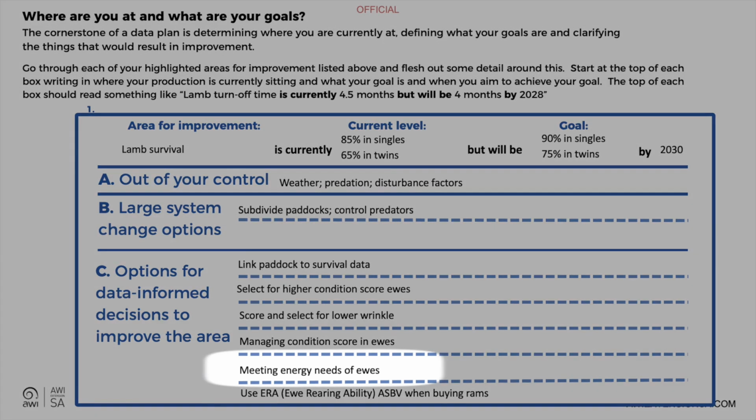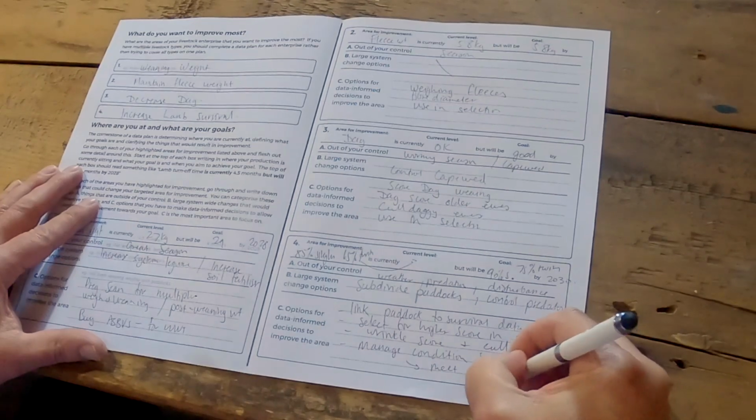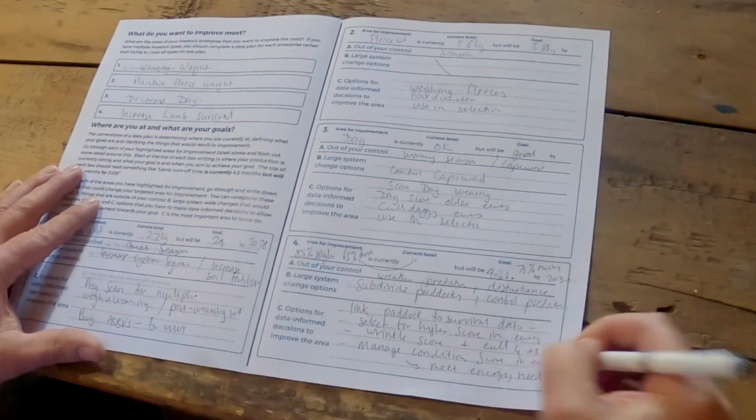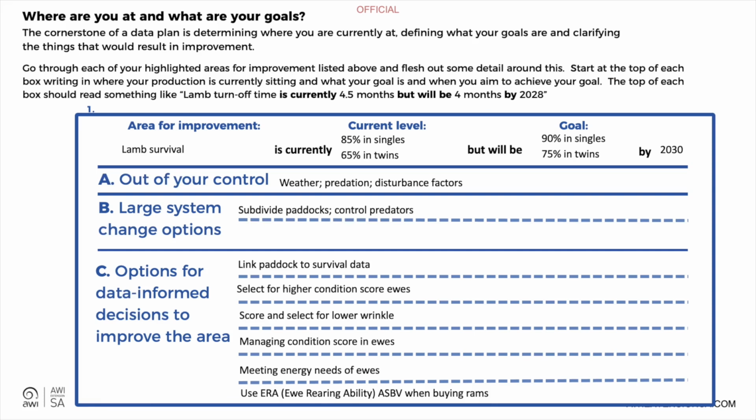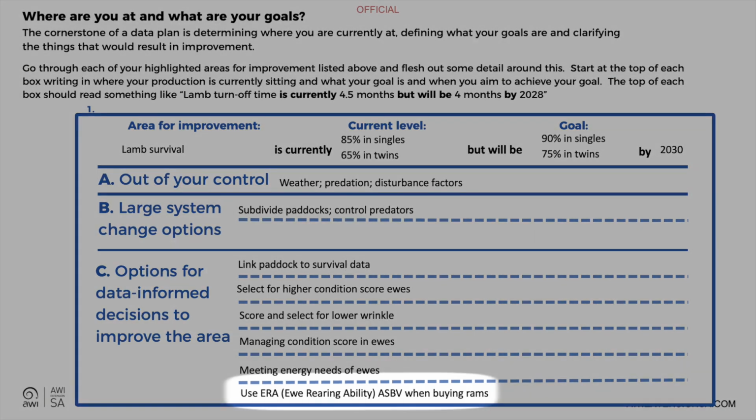Ewes. And meeting the energy needs of those ewes is another one. So making sure that at the point of lambing, you've got enough pasture or enough feed in front of them. That's obviously not easy every year, but ultimately they're the pathways to improving lamb survival. And then the sire side of the equation, using the ERA breeding value, that's basically the ewe's contribution to lamb survival. So that's a great thing to be bringing into the business in terms of the rams that you're bringing in.